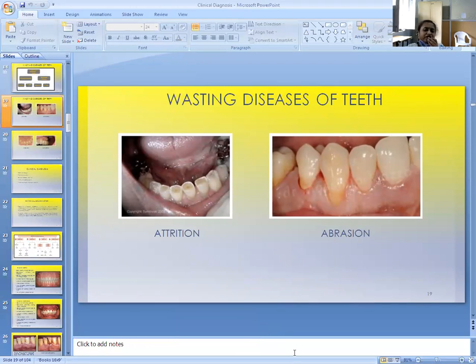Who is ready? Write your name instead of your phone number. Okay, then only we will be able to know your attendance. Write your name.